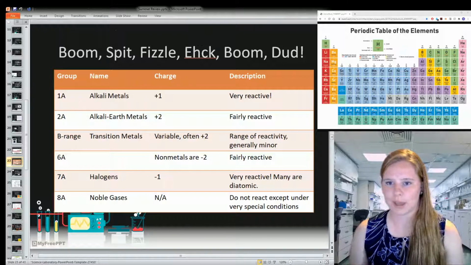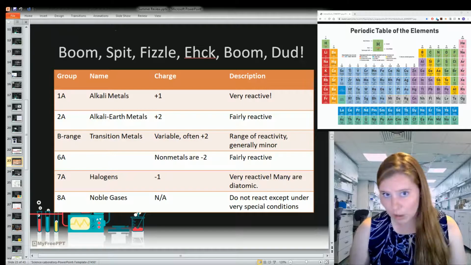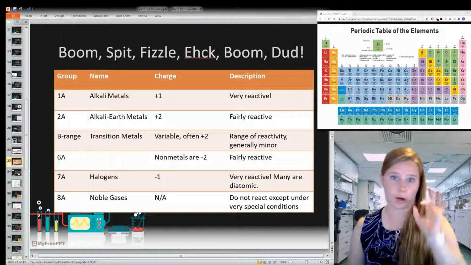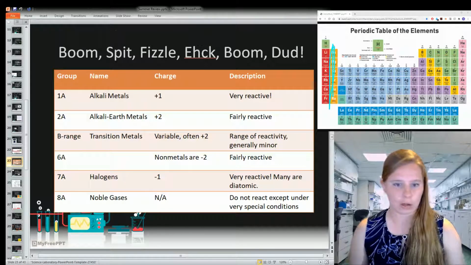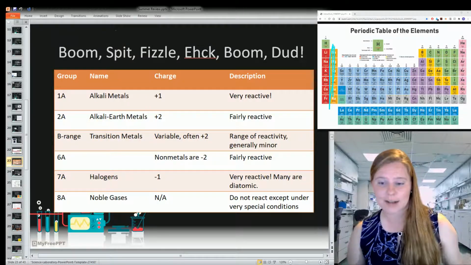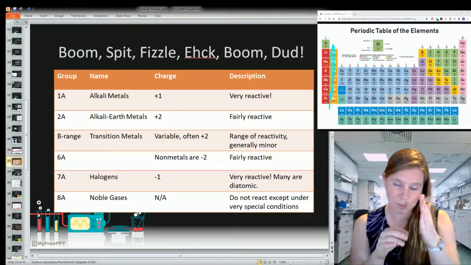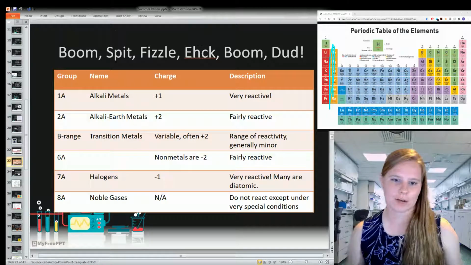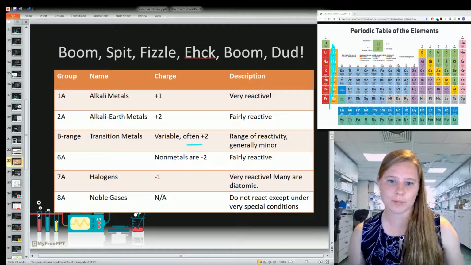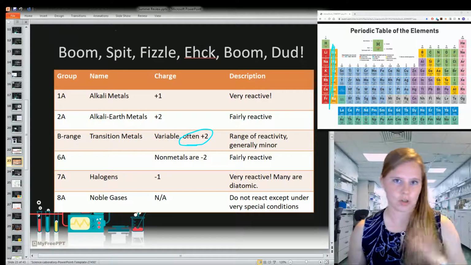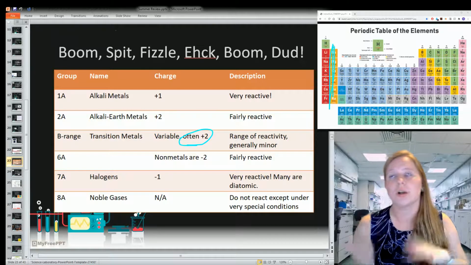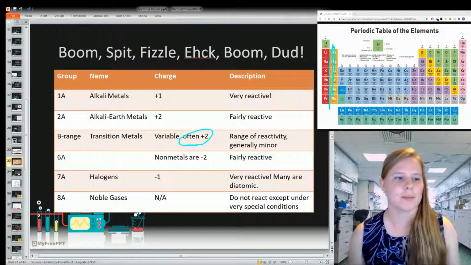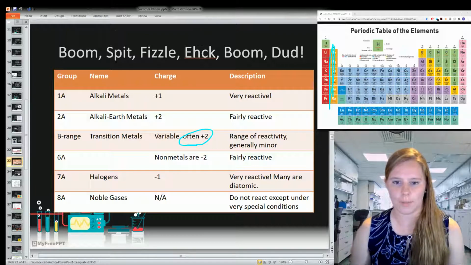So group 1A, okay, that's going to be this group in red over here. That's group 1A. Those are known as the alkali metals. Their charge is +1. They're a boom. Okay, they're very reactive. Group 2A here in orange. Alkali earth, charge of +2. Fairly reactive. I call them the spits. So boom, spit. Fizzle is your transition metals. Variable charge, I said often +2. You don't have to memorize these because the charge can change. Sometimes some are +2, some can be +2, +4, some are +3, +1, whatever. They're all plus something. Metals lose electrons, but they can differ.